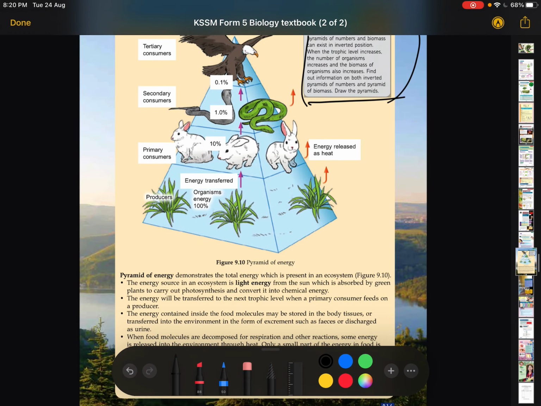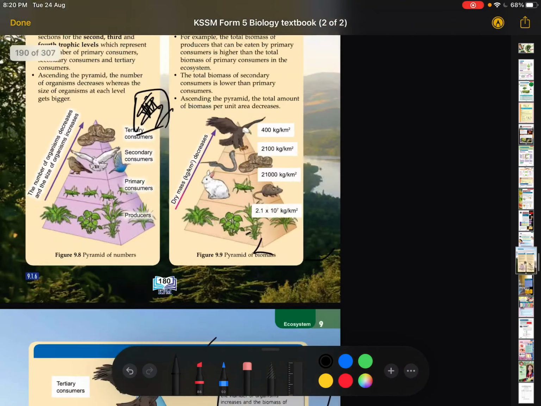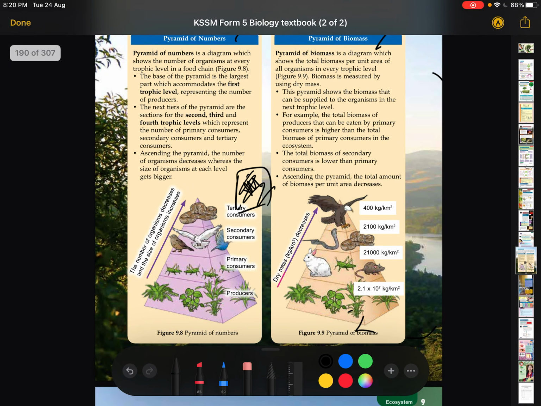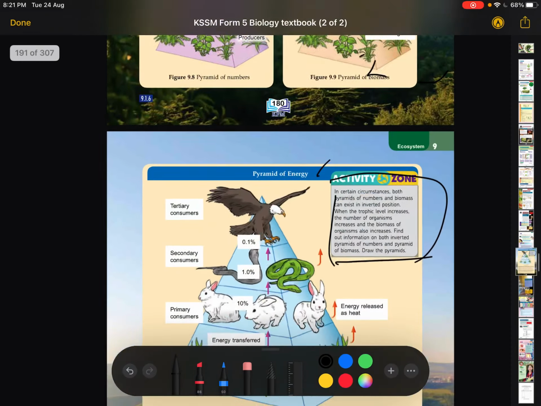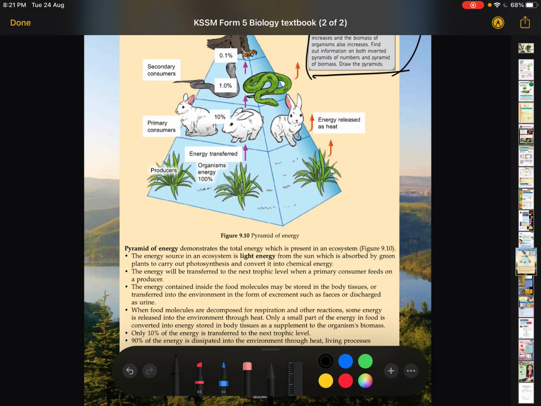The last one will be the pyramid of energy, and this one is the one that can only be an actual pyramid. So it demonstrates the energy transfer from one trophic level to another. The first one shows the number of organisms per every trophic level. For the biomass, it shows the total biomass per unit area of every organism. And for this one, it shows the total energy that is present in an ecosystem, and it shows the energy flow from one organism to another.